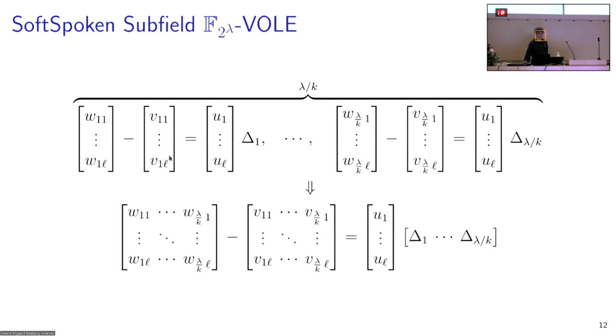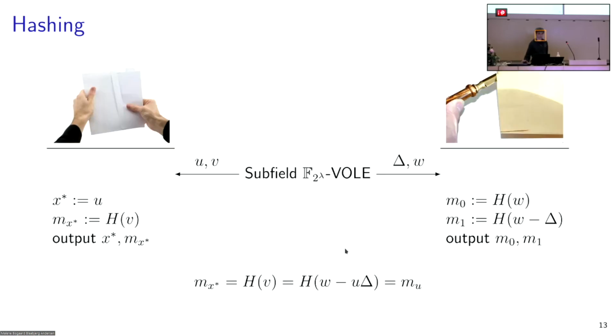And so because there's only lambda by k of them, it requires only lambda by k bits per OT. Otherwise, it's the same. And then the final step is hashing. So each row in these VOLE outputs is hashed to get the OT messages.